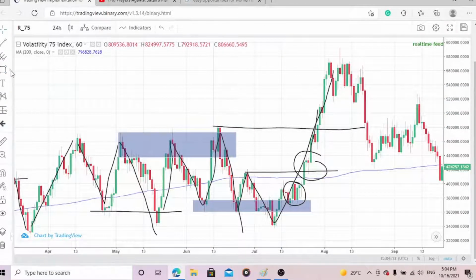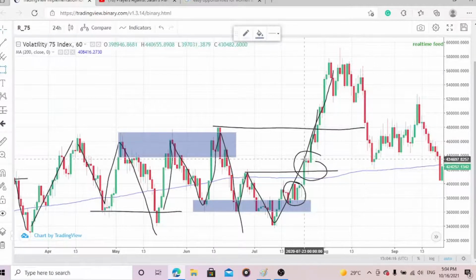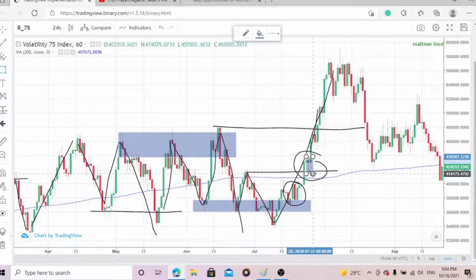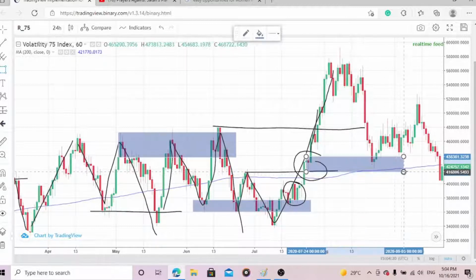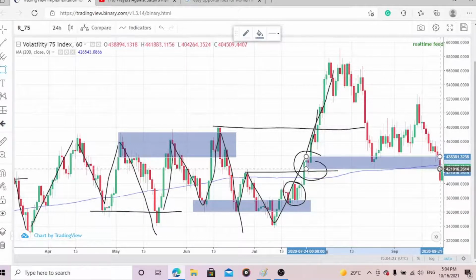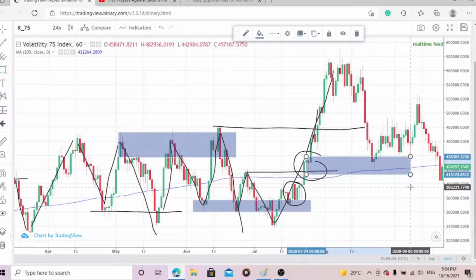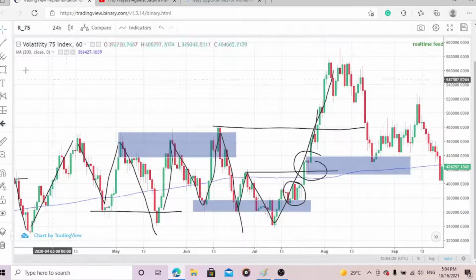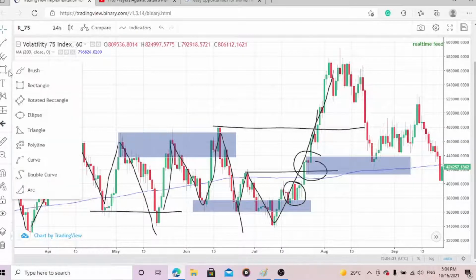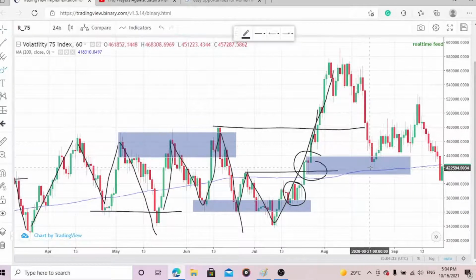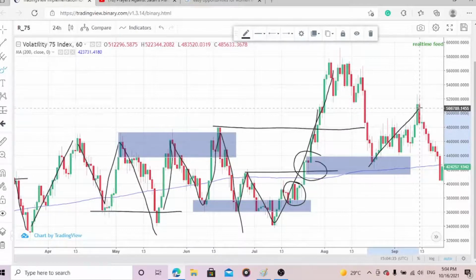Sorry about that. Highlight this and just take it to the side. So, all the wicks. What did the market do? When the market got there, the market reacted, and went up.